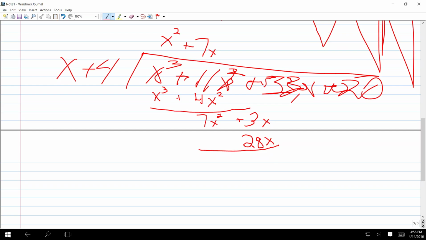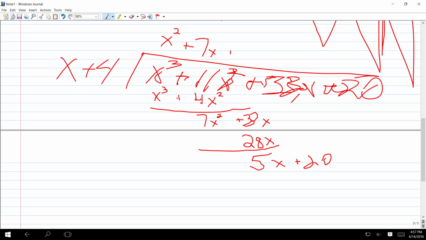So 33. Oh, this is a 33, isn't it? Yeah. When I brought it down, yeah. Okay, now what's 33x minus 28x? 5x. What's the number plus 20? Plus 20, yep. Oh, perfect. No remainder.